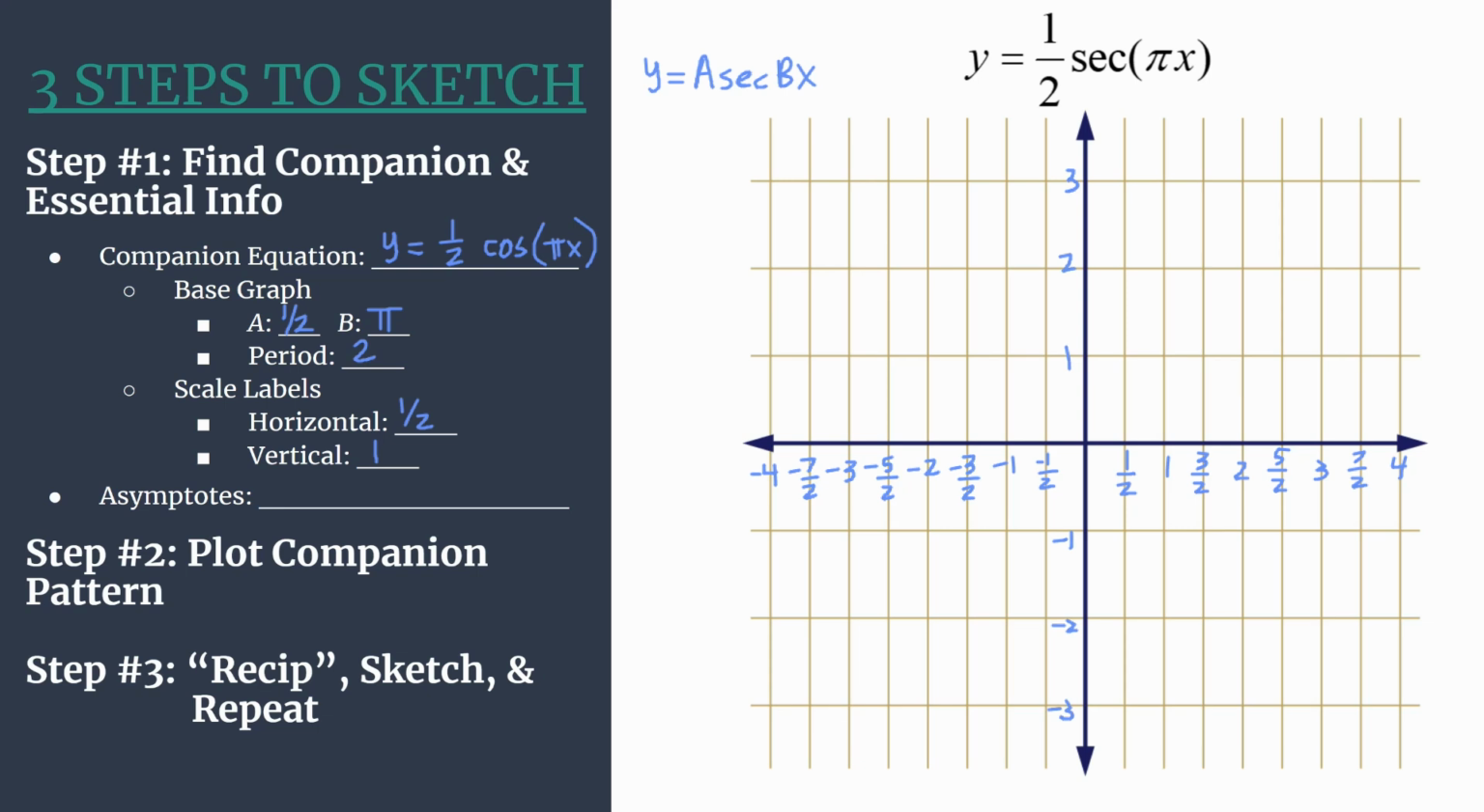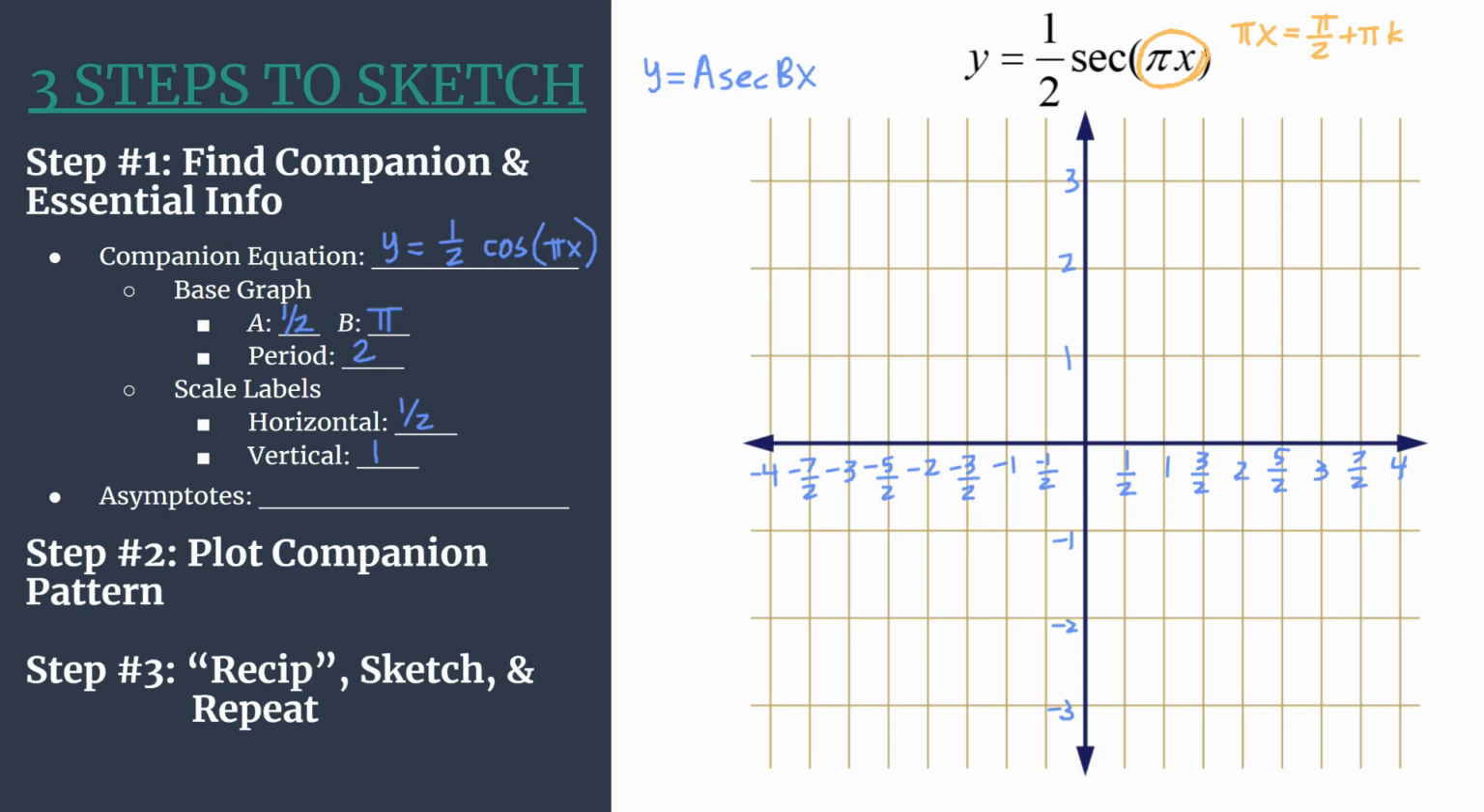Now, before we move on to plotting our companion pattern in step 2, I like to find the asymptote generating equation. To do that, take the inputs of your secant graph, so that's pi x here, and set them equal to pi over 2 plus pi k. We do that because those, pi over 2 plus pi k, are the original secant asymptotes. If you look at the graph of y equals secant x, you'll see those are the asymptotes. And when we take the inputs of the secant function and solve for x, we're essentially applying all the horizontal transformations to those asymptotes.